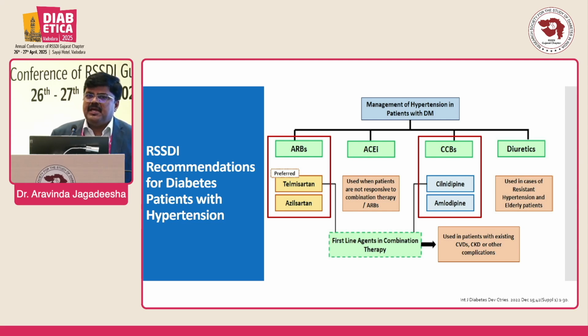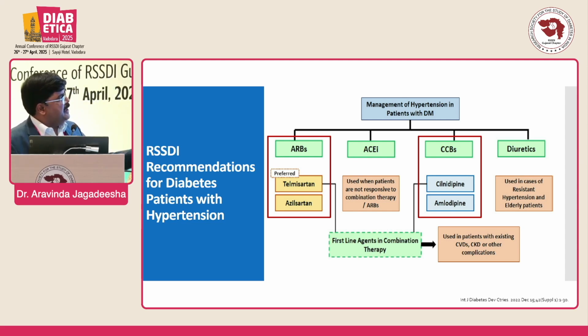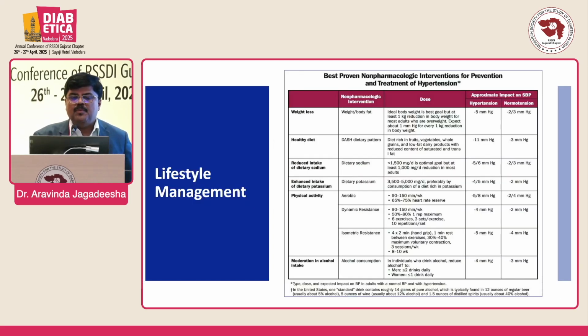Our own RSSDI, where I am an executive committee member, has a recommendation for diabetes patients with hypertension. These are the following drugs which can be used: ARBs, ACE inhibitors, CCBs and diuretics. Among the ARBs, the preferred one is telmisartan. ACE inhibitors can also be used when patients are not responsive to combination therapy. CCBs: cilnidipine or amlodipine. Diuretics are used in cases of resistant hypertension and elderly patients. So first line agents in combination therapy are used in patients with existing CVDs, CKDs and other complications.